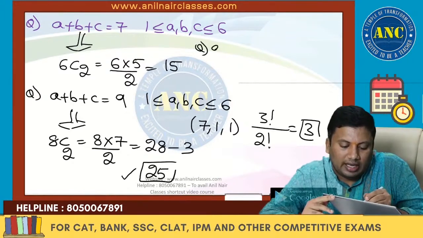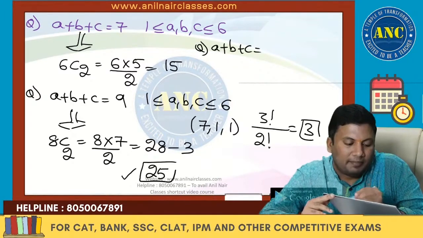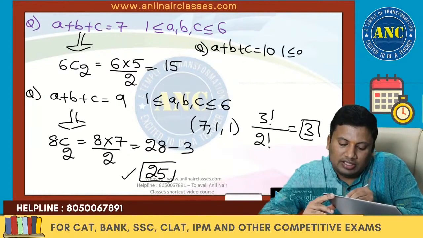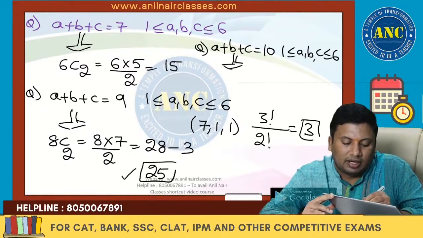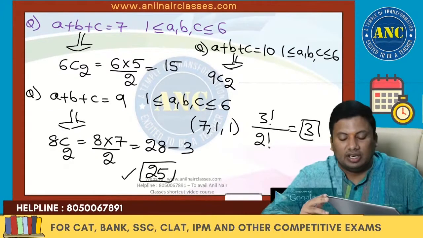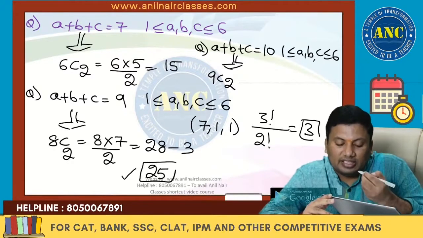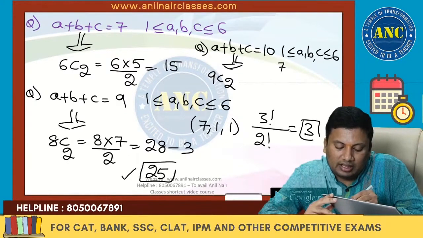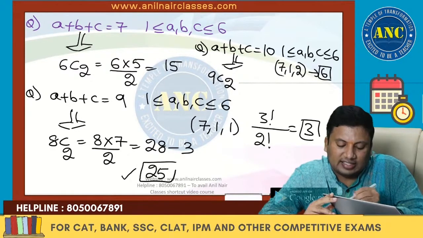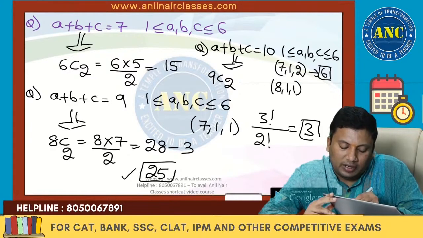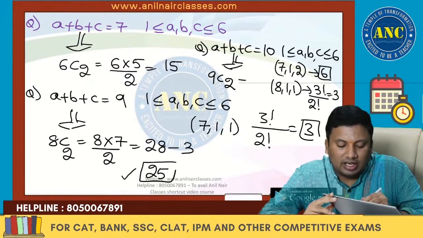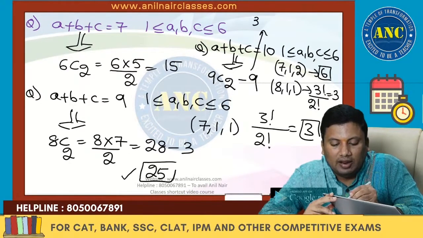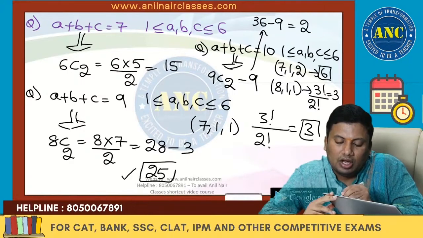Similarly, one more also I eliminated. A plus B plus C equivalent to 10, with 1 less than or equivalent to ABC less than or equivalent to 6. 10 is nothing but 9C2. But there are some cases which are going beyond 6. What are those cases? 7, 1, 2: 3 numbers can be arranged in 3 factorial, 6 cases. 8, 1, 1: 3 factorial with 1 written 2 times, so 3. 6 plus 3 is 9. 9C2 minus 9, 36 minus 9 is 27.